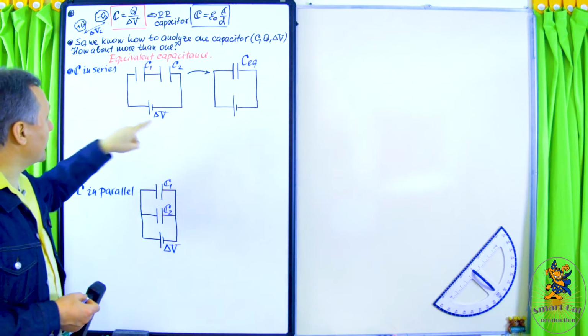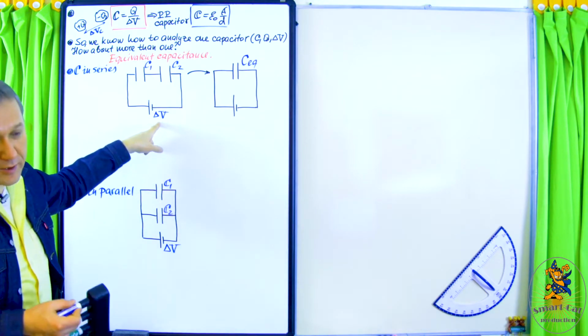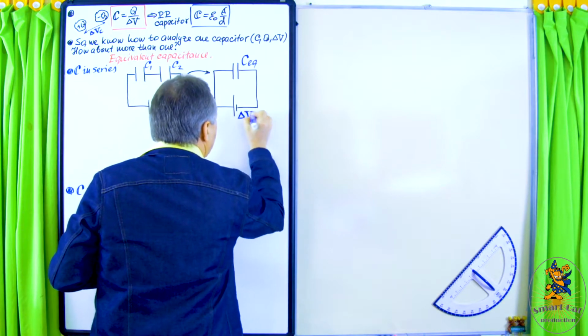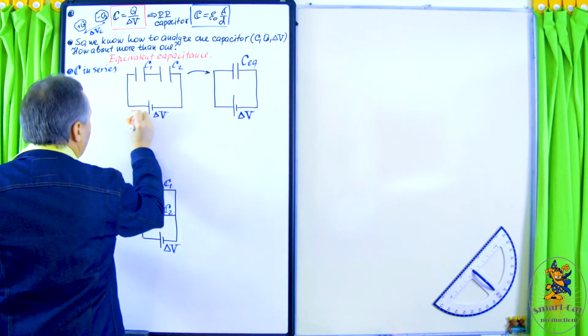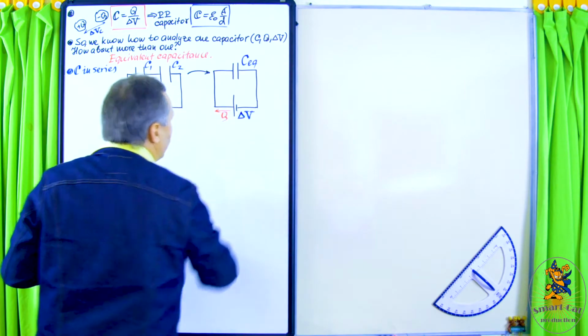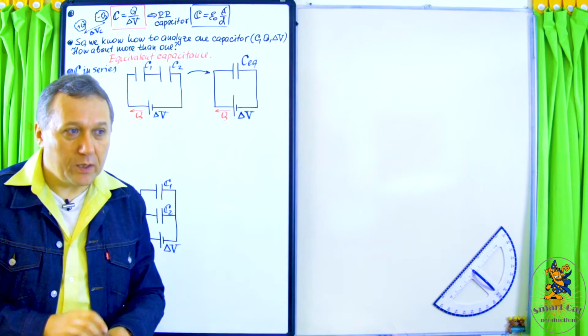So what does it mean? It means that if in this case the battery provides potential difference delta V, exactly the same delta V must be here. If a certain amount of charge, let's say Q, is taken from this battery, exactly the same amount of charge must be taken from the battery in the equivalent circuit. It's a very important statement.